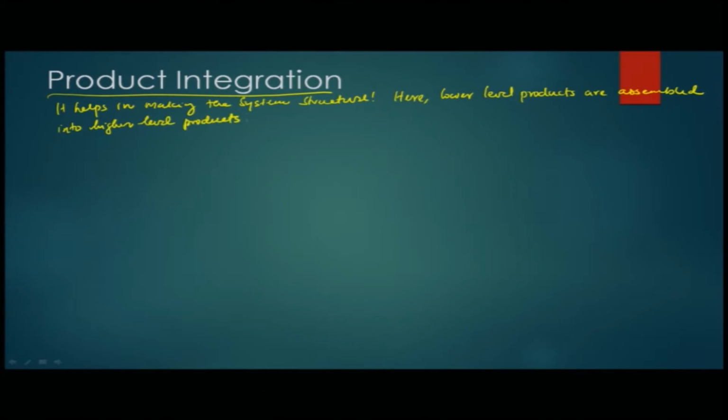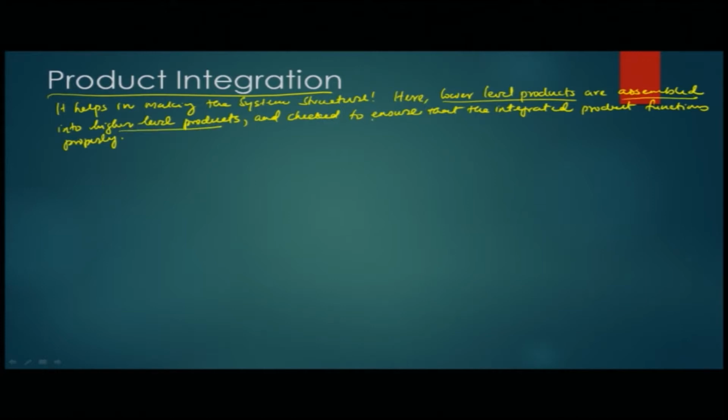Lower level products are assembled into higher level products and checked to ensure that the integrated product functions properly. Okay. So if you look at it, the lower level products are assembled into higher level products, and at the same time we ensure that the integrated product is functioning properly.